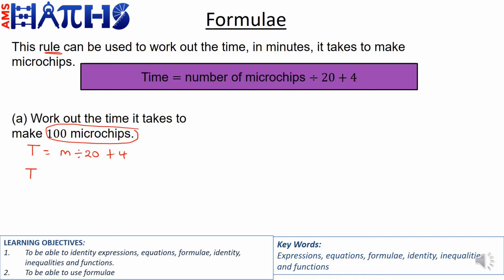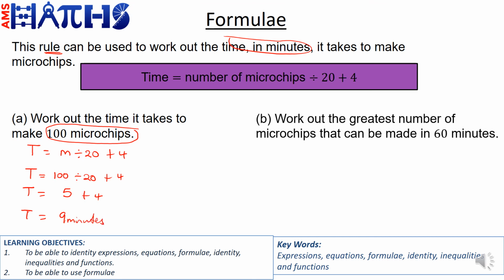So T remains the same because we want to find out what T is, the time it takes. M represents the 100 microchips. We divide that by 20 and then add 4. So we have to divide first when we're calculating this question. So 100 divided by 20 is 5, and then we add 4 to get 9. So T is equal to 9. And notice it said in the question that time is in minutes, so therefore it would take 9 minutes.